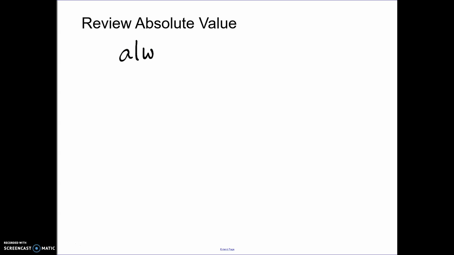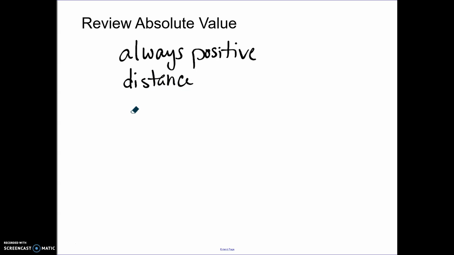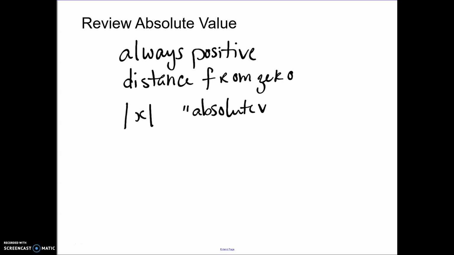We remember that it is always positive. It represents the distance from zero, and that's why it's always positive. We show it with these vertical lines, right? That would be read as the absolute value of x. And then lastly, if x is less than 0, then the absolute value of x just equals the opposite of x.